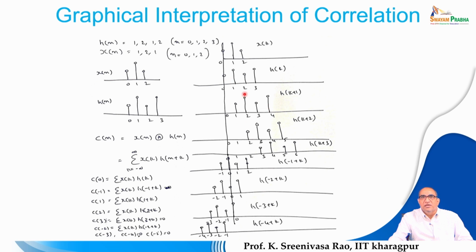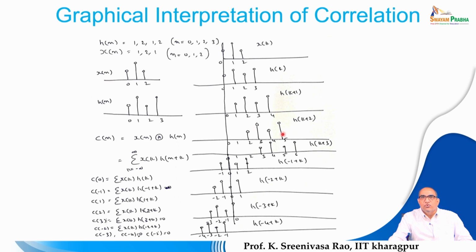The next shift will be h of k plus 1, which is nothing but shifting h of k in the positive direction. Now you can see there are again two samples overlapping, because the 0th sample is shifted, so there is no 0th sample corresponding to h of k plus 1. The corresponding product of these two samples: at 1 the amplitude is 2 and here at 1 the amplitude is 1, so 2 into 1 is 2, and at 2 the amplitude is 2 and here the amplitude is 1, so 2. The multiplication results in 2 plus 2, again 4. So, c of 1 is also 4.